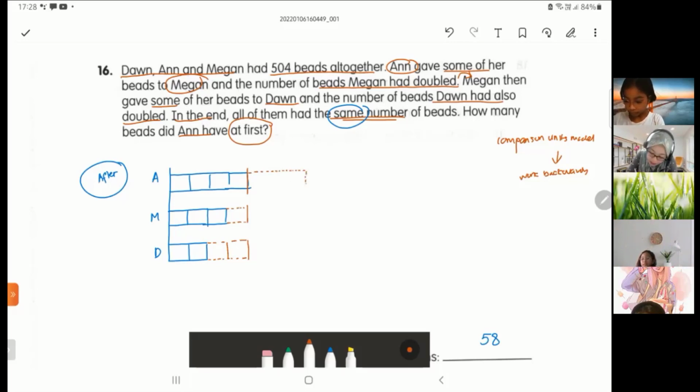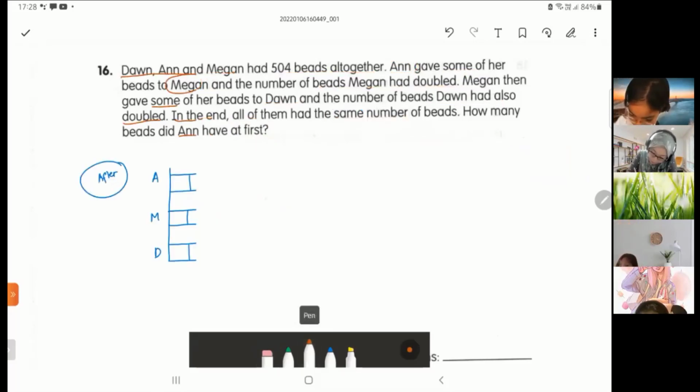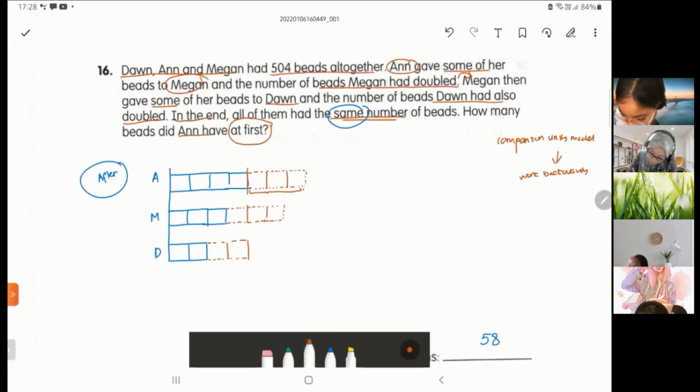Let's draw 3 units here. 1, 2, 3. These 3 units are given from Anne to Dawn, sorry, from Megan to Dawn. So for the 3 units, there's 1 here already. You just have to draw 2 more. Okay, my arrow is hidden, I redraw properly. So this is given here. The 3 parts are there already, which means adding on these 2 parts.